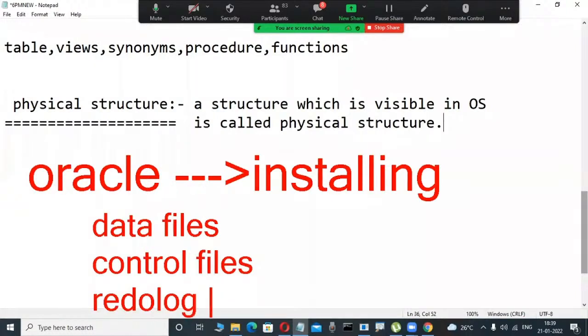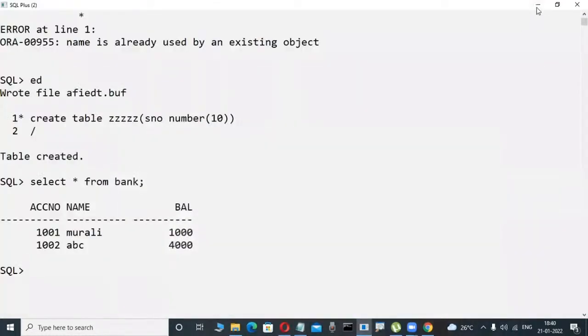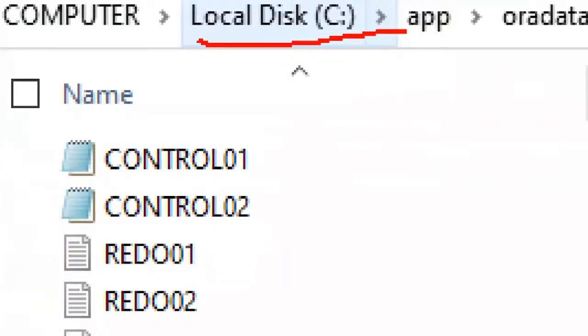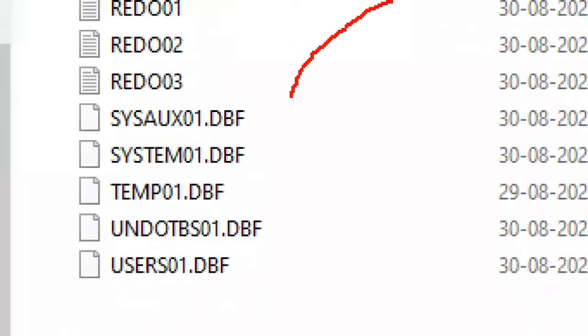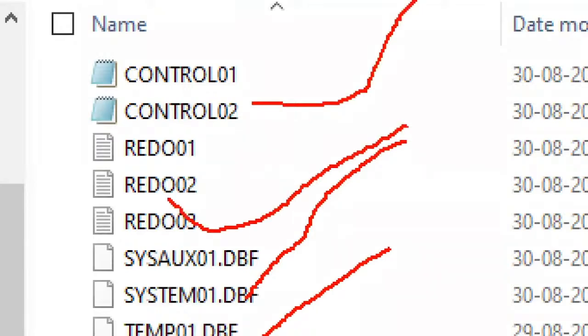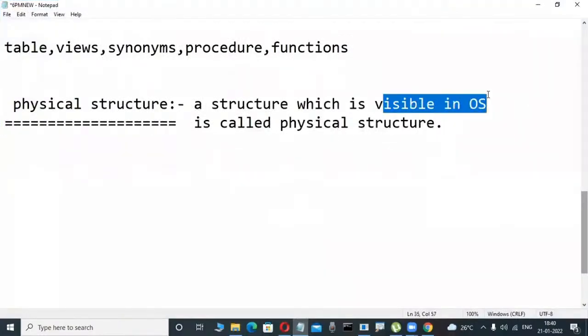You don't have an idea about all these things yet. In the future DBA concept, I'm roughly giving an introduction in our course. Observe here, whenever I'm installing Oracle software, some files are automatically created on the disk, in the C drive or D drive. These are data files, .dbf files. You don't have an idea what this is, later you will be familiar. Here are control files and redo log files. That's why it is a structure which is visible in the operating system, and that is called the physical structure.